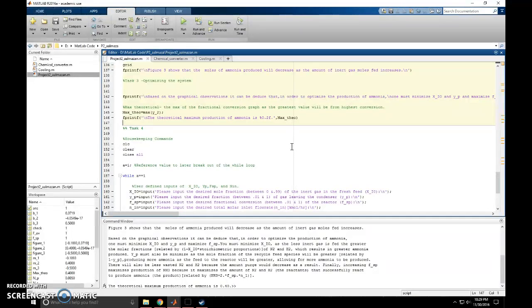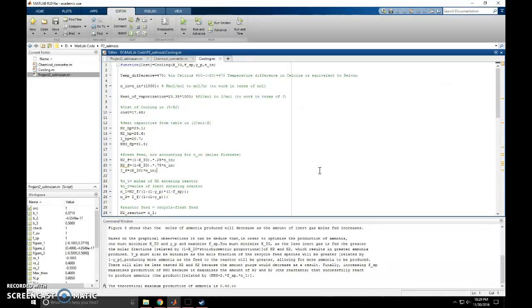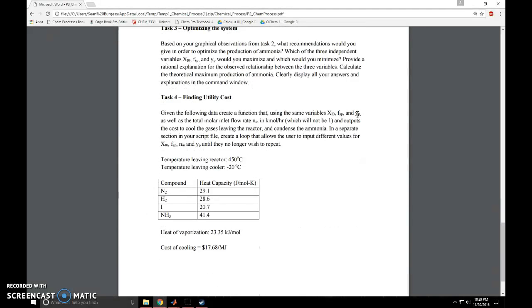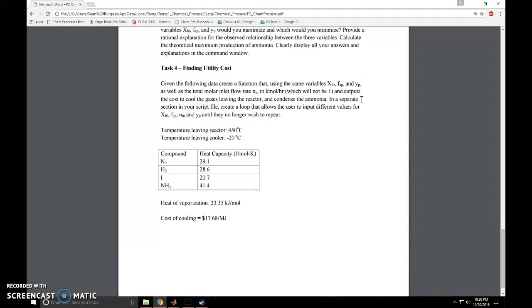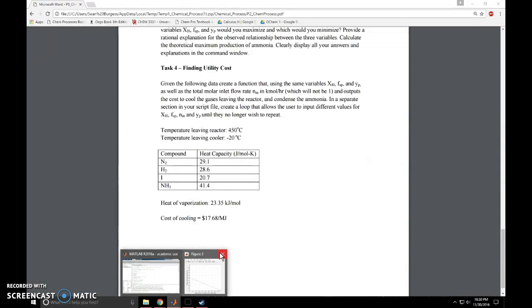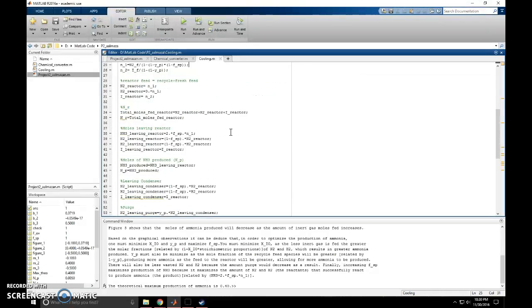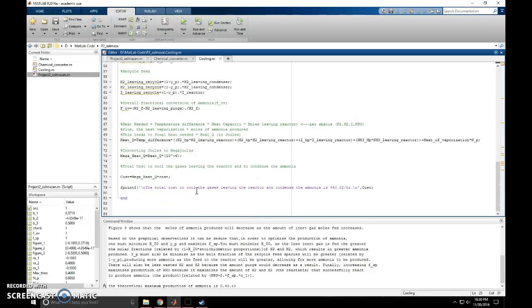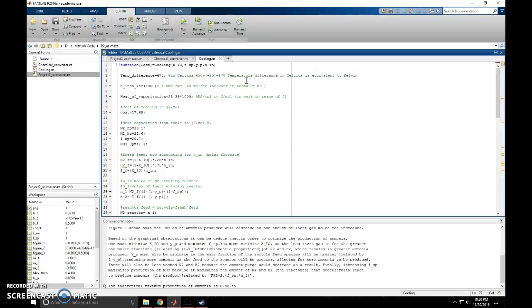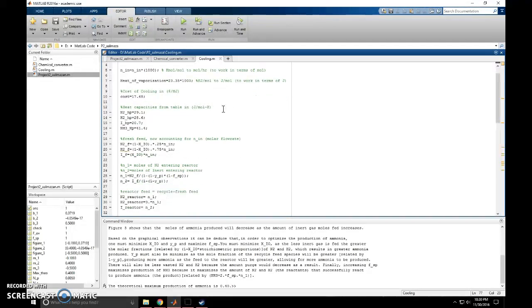And then we move on to task 4 right here. So task 4 has its own function, the cooling function, and it asks us to create a function that, using the same 3 variables, finds the cost to cool the gases and condense the ammonia, and allows the user to keep inputting different values until they no longer wish to repeat. So we'll run that here. So this is a cooling function. It's very similar to the chemical converter function, except our output here is the cost. And basically, we start off, we convert all our units, find the temperature difference, kilomoles to moles per hour, kilojoules to joules, all the conversions.